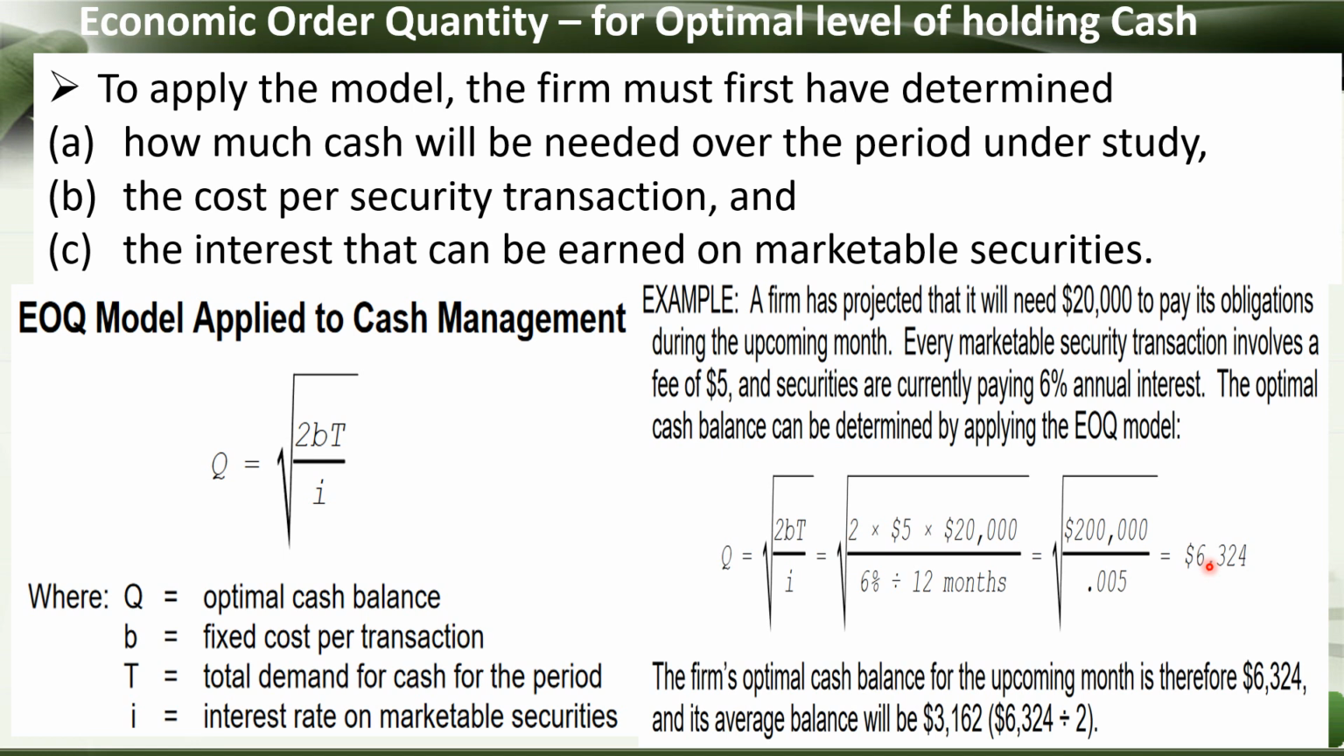So this is the optimal cash balance that we need to maintain. That's how we calculate that. And with this calculation, the firm's optimal cash balance for the upcoming month is therefore 6,324, but we normally take the average. So the average is that divided by 2. That is in between, we can take that much average balance that we can maintain during that month. So this is how we calculate.